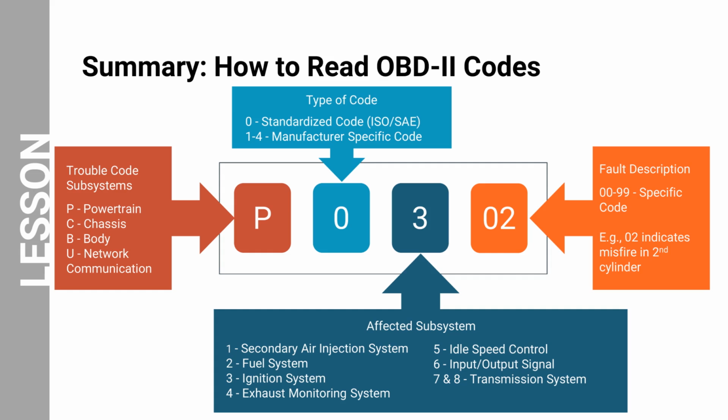To summarize, the first thing we need to look at is what basic subsystem is the fault in. Second, what is the type of code? Third, which specific subsystem is the fault located in? And fourth, which specific code in that subsystem are we looking at? The fifth number could also be a letter. However, this is manufacturer specific.